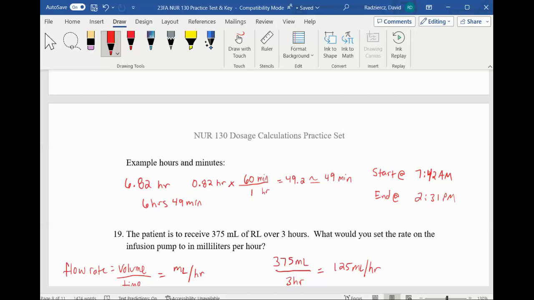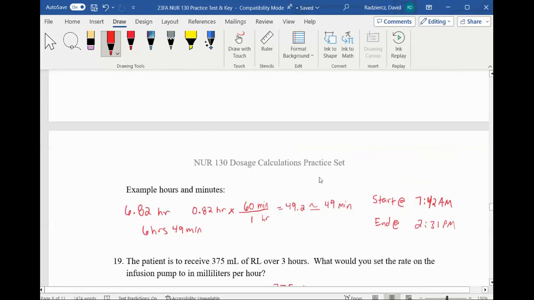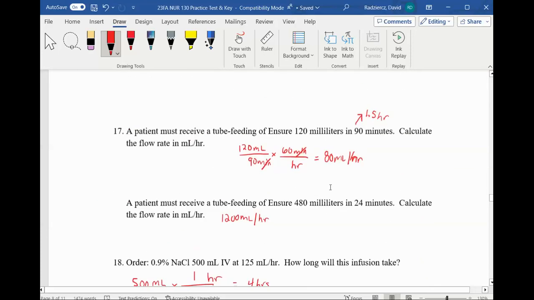Okay. So we did basic volume over time, milliliters per hour. We did a variation of milliliters per minute, converting that to milliliters per hour. Then we did how long the infusion will run for, and then gave you a couple different scenarios associated with that. The next thing to look at is drop factor.